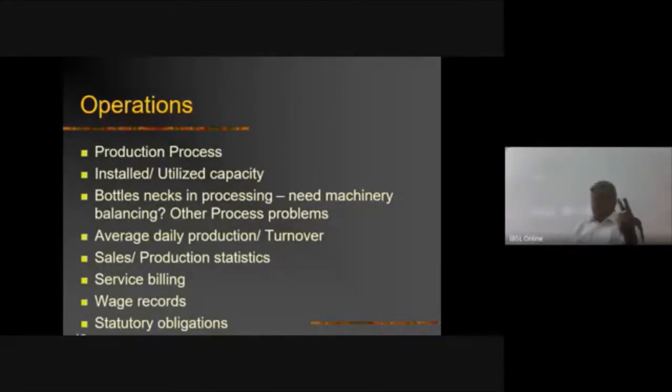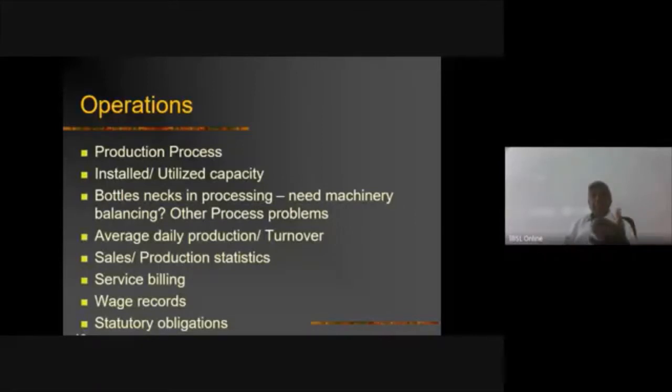So there are two terms you must know: installed capacity of the machinery and utilized capacity of the machinery. What is the maximum units produced per unit of time? That is the installed capacity. Out of that, how many units are produced now? That is the utilized capacity. Then capacity utilization, how much is it?